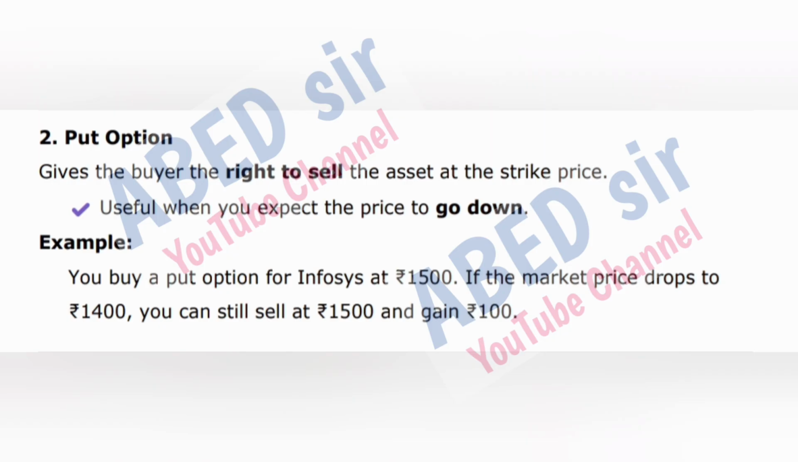2. Put option. Gives the buyer the right to sell the asset at the strike price. Useful when you expect the price to go down. Example: you buy a put option for Infosys at 1500 rupees. If the market price drops to 1400 rupees, you can still sell at 1500 rupees and gain 100 rupees.